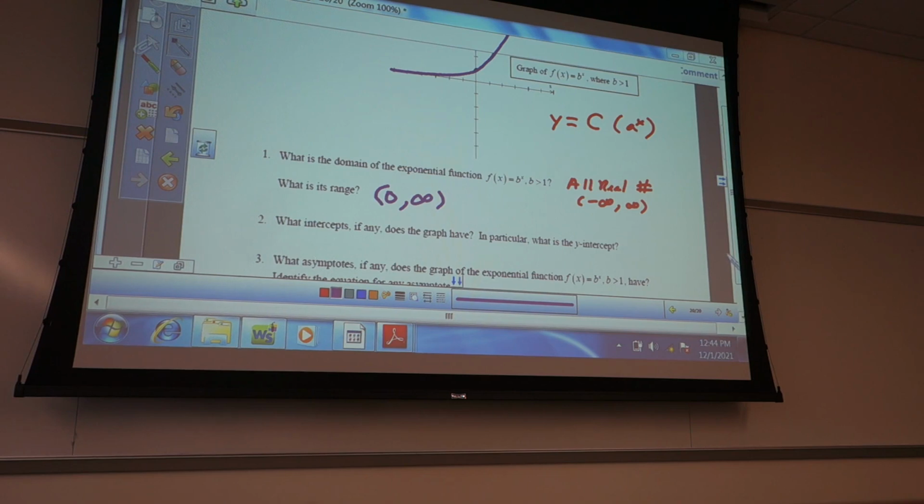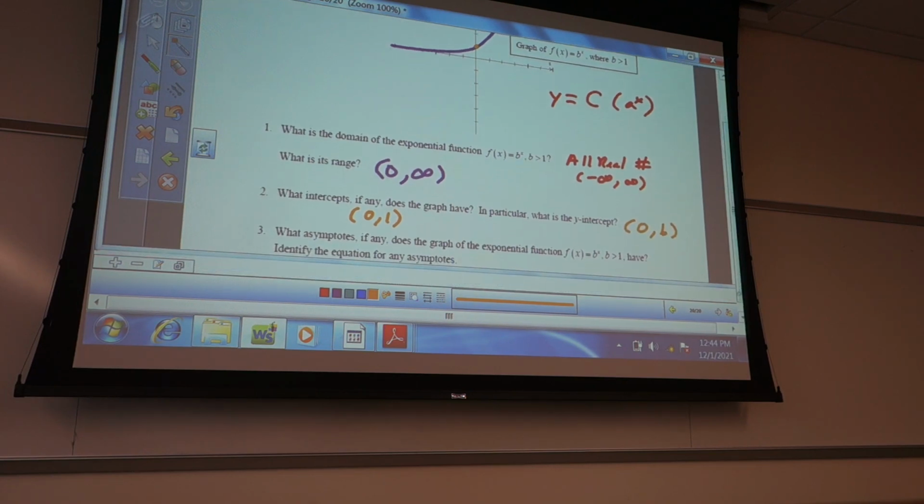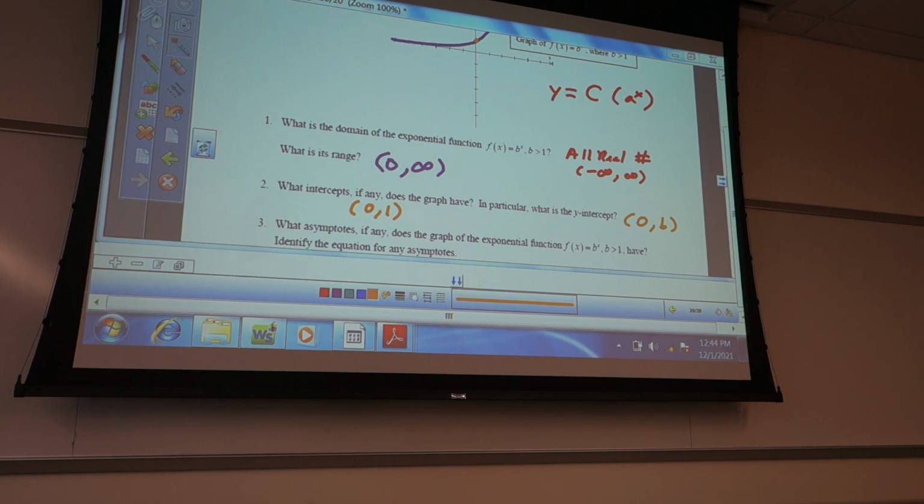What intercepts does it have? In particular, what's the y-intercept? So here's the y-intercept right here. And that happens when x is 0. In this case, it's (0, 1). In general, it's (0, b). B is my y-intercept.